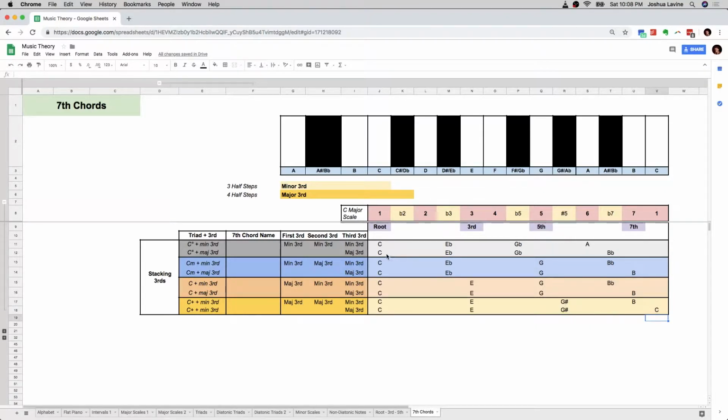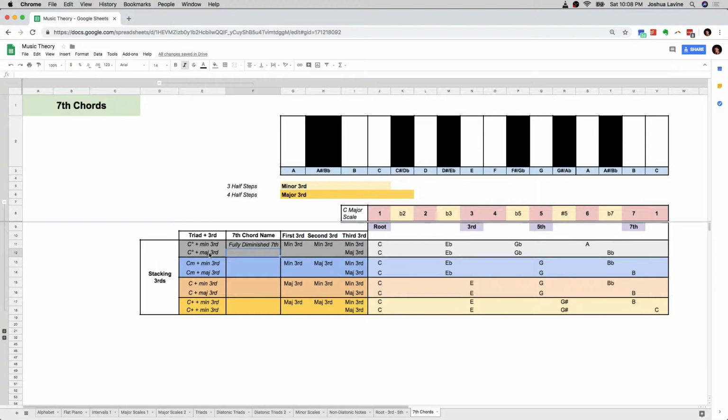So let's call this something. This chord, a minor third plus a minor third plus a minor third, which is the same thing as a C diminished triad plus a minor third, this chord is called a fully diminished seventh chord.